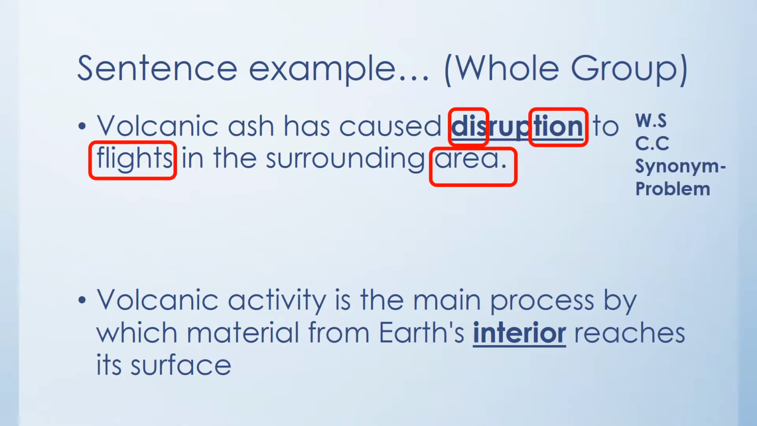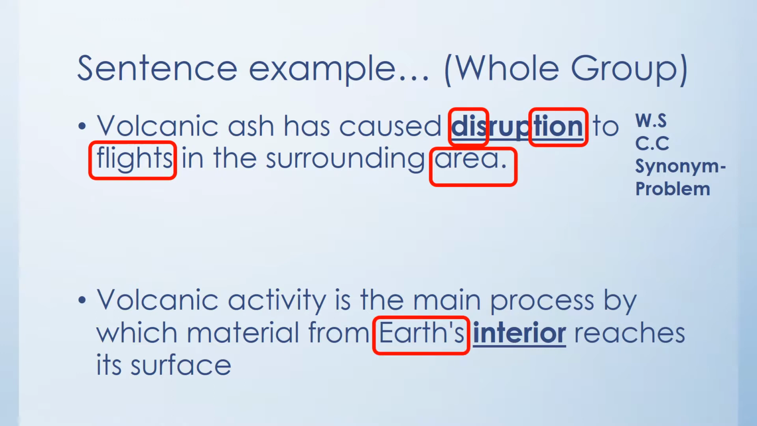And then you debrief and you say, all right, what strategy did we use? We used word structure. We used context clues. And what would be a word that we can replace as disruption? Now, it's not going to work all the time. That will make sense. Volcanic ash has caused some type of problem to flights in the surrounding areas. All right, so we used these strategies.